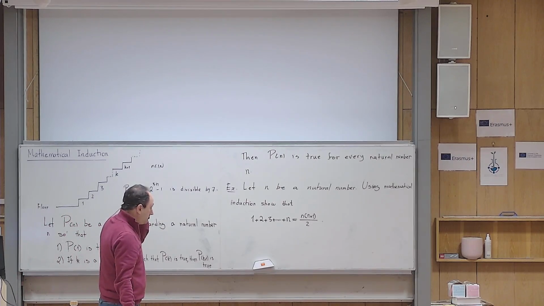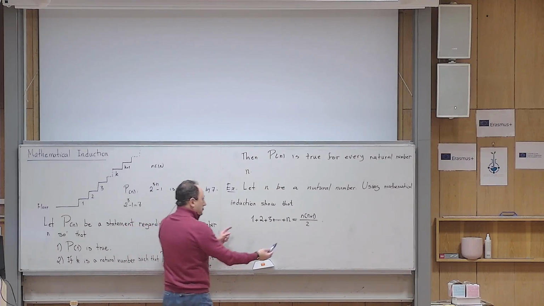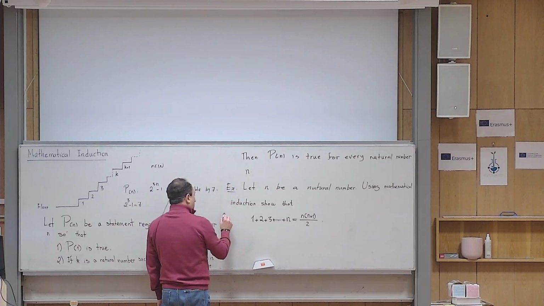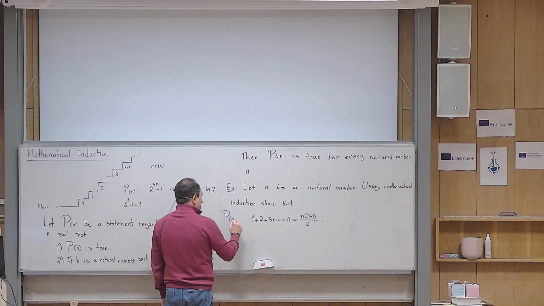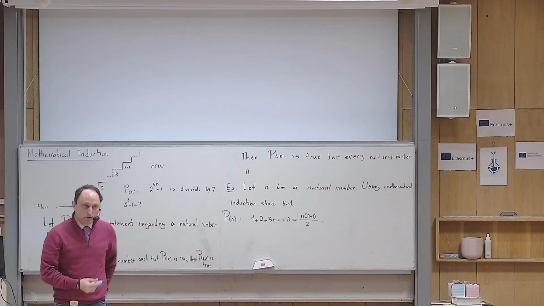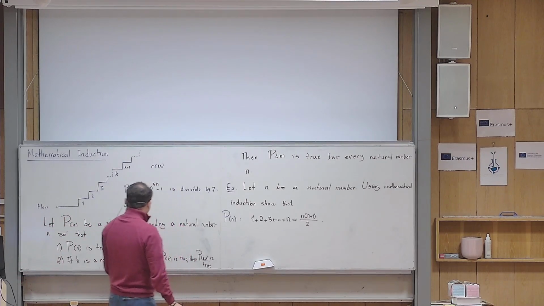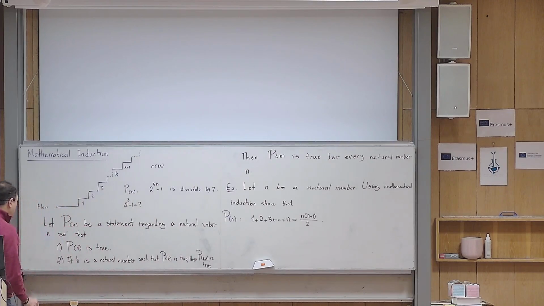So the first thing that you do if you want to prove by mathematical induction is to take your statement and call it P of n. Okay? So this is a statement regarding a natural number n. Okay? And then you need to follow these steps. This is called the inductive base.